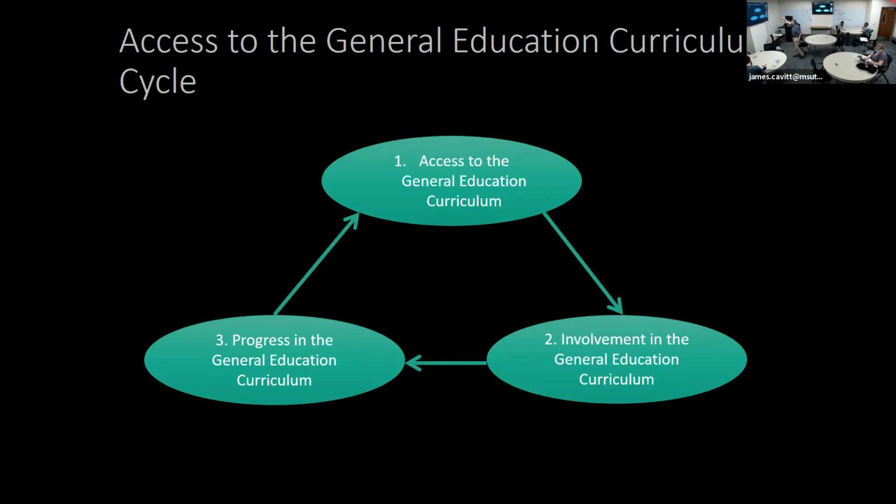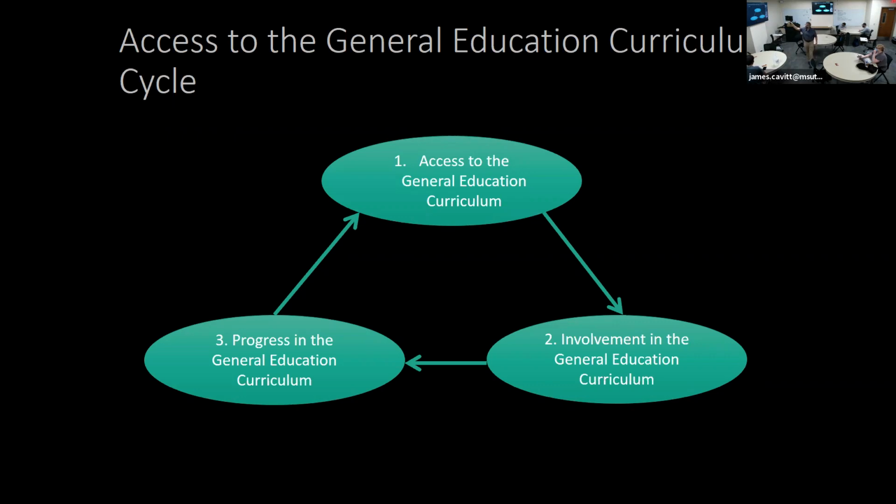Then the second, in this cycle, they must be involved in the general education curriculum. That means learning it, actively engaged in learning it. Okay? And then you measure progress. Are they making progress? And how does that fit with RTI? Tier 1, Tier 2, Tier 3. Does that fit right into the whole RTI process?